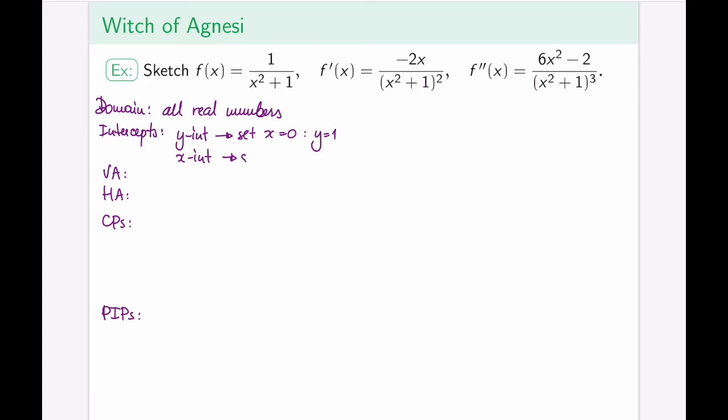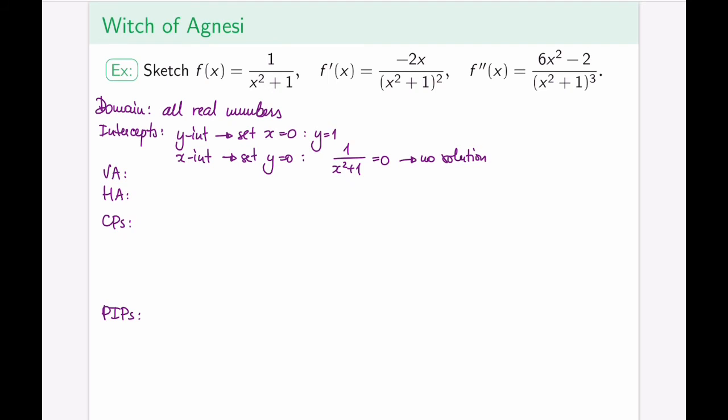For the x-intercept, we set y to be 0. And what are we going to get? We have 1 over x squared plus 1 has to equal 0. And here's where we can employ our trick of a fraction is only ever 0 if the top of it is 0. But the top here is 1. 1 can never be 0. So this gives us no solutions. So this function never actually intersects the x-axis.